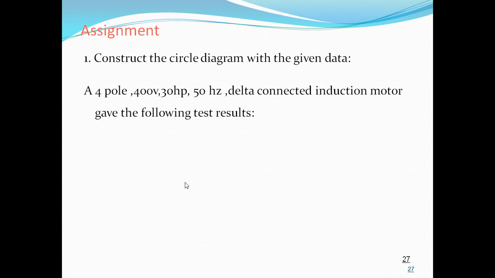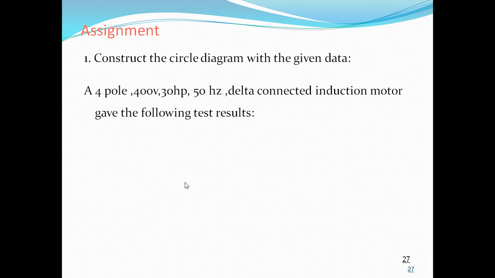So you take the assignment. What is the assignment? Note down. To try this problem, follow the same procedure that I explained just now and complete this. If you have any doubt, ask me in the next class. So construct the circle diagram. Note down this column. Construct the circle diagram with the given data. So what is the given data?